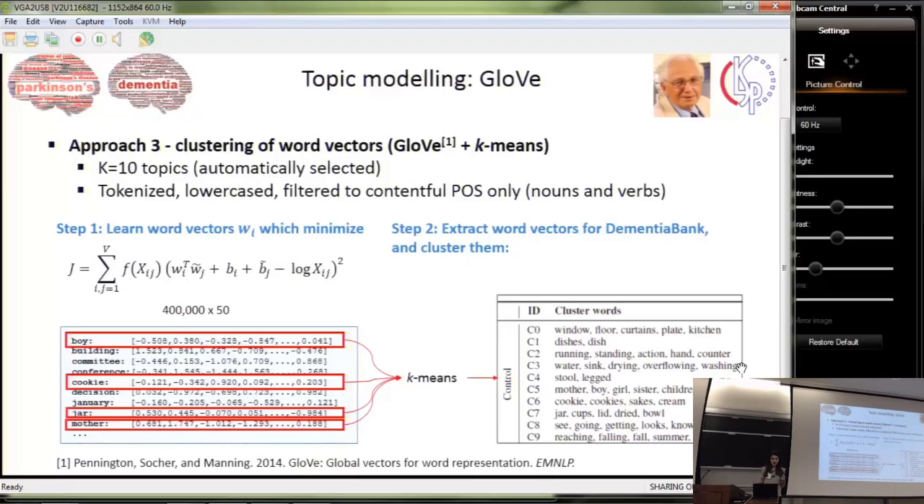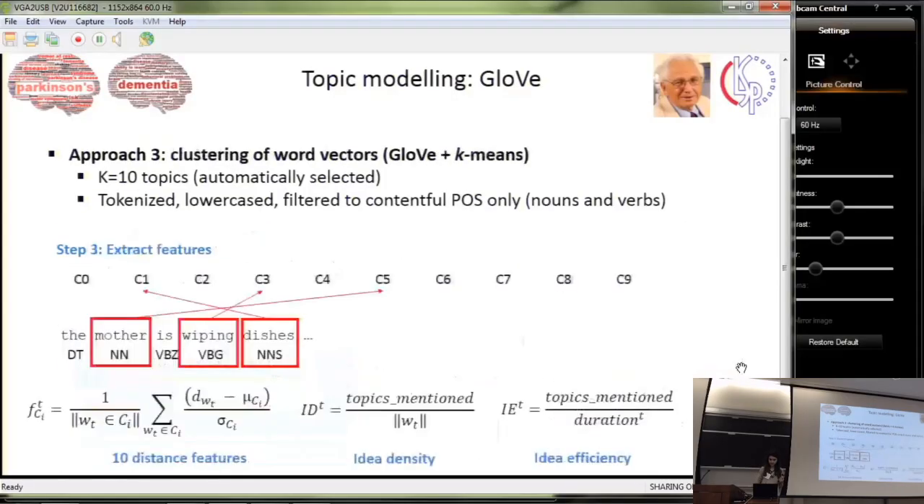We clustered those using k-means clustering, and we varied the number of clusters. And on the right, you see the 10 clusters that were learned, representing different topics with the top most frequent words for each topic. Then we generated features from these.